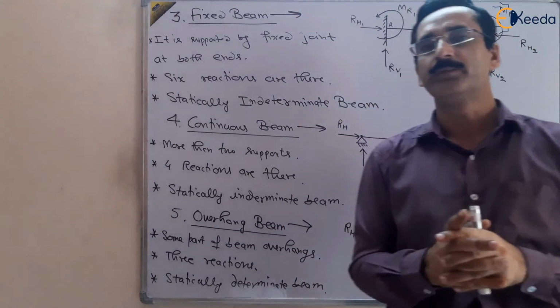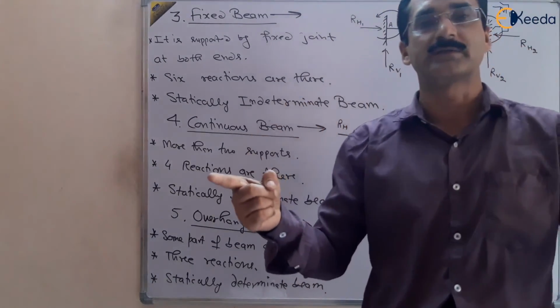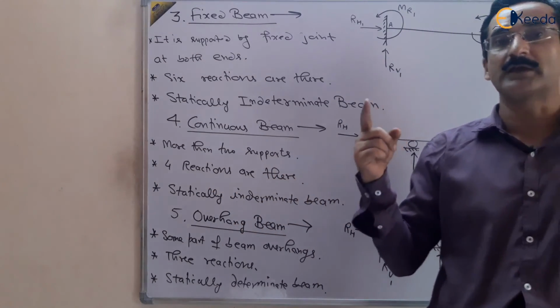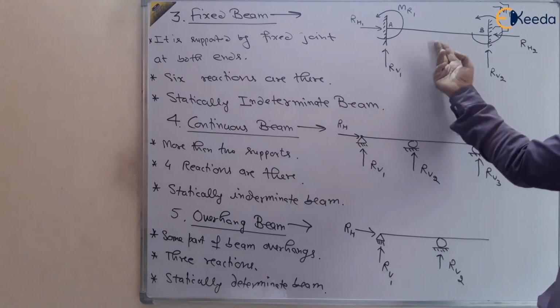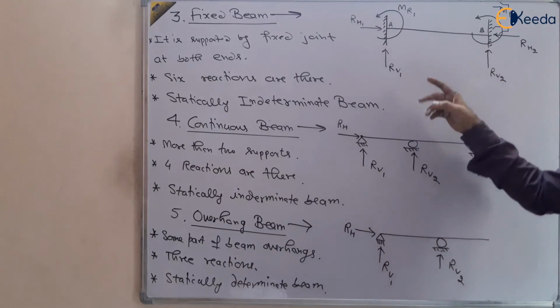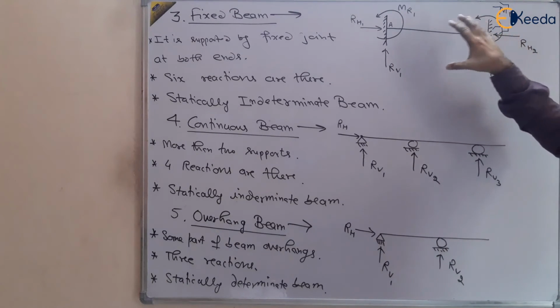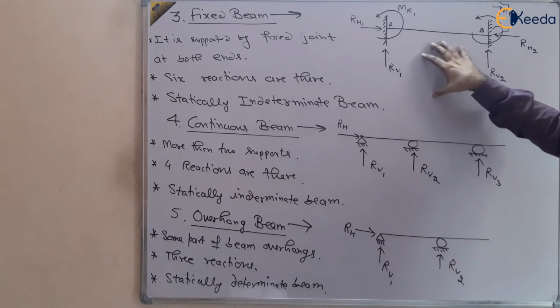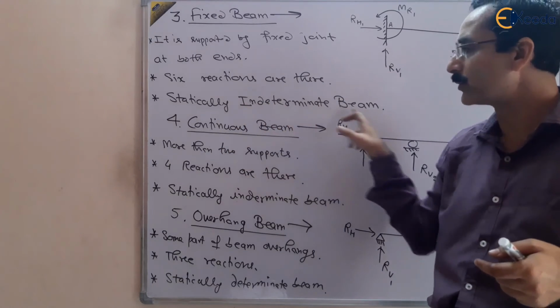Then we have the fixed beam that was fixed at both the ends. So there were 6 reactions like this. This is the fixed beam. So 6 reactions are there, so the unknowns are more than 3. That's why this is a statically indeterminate beam.